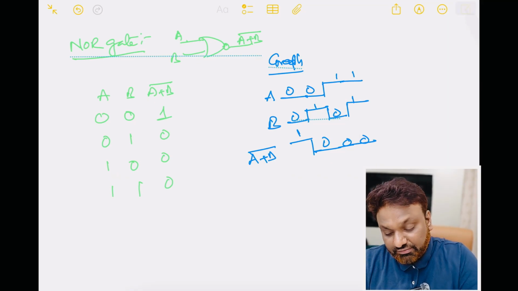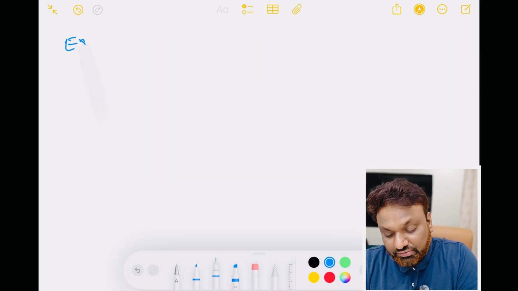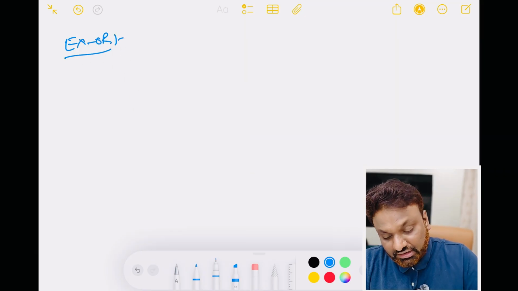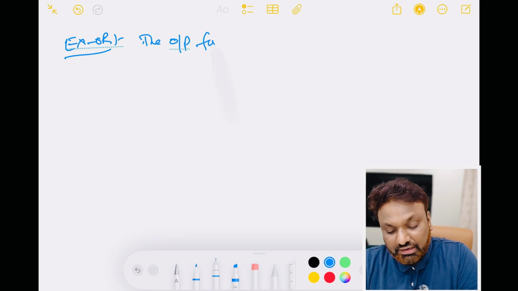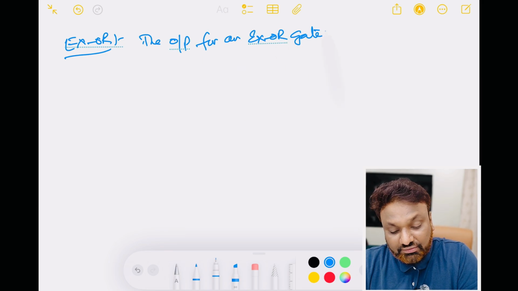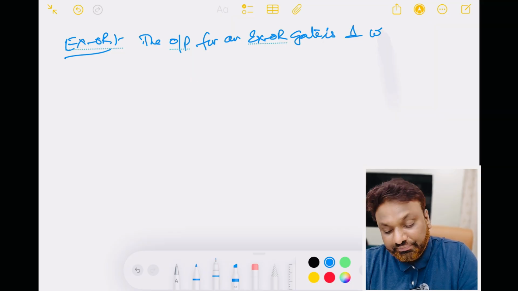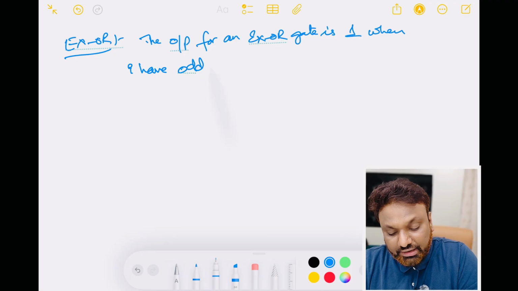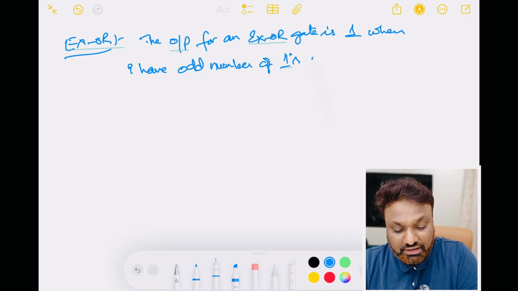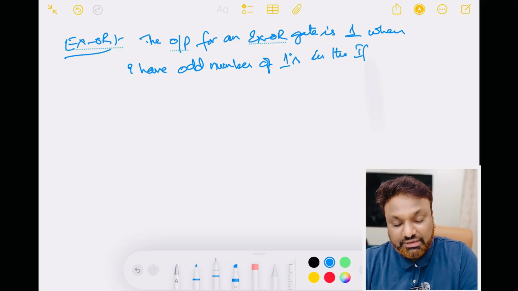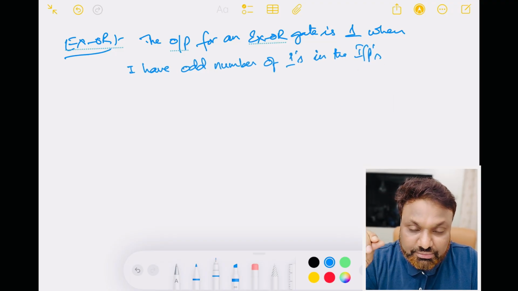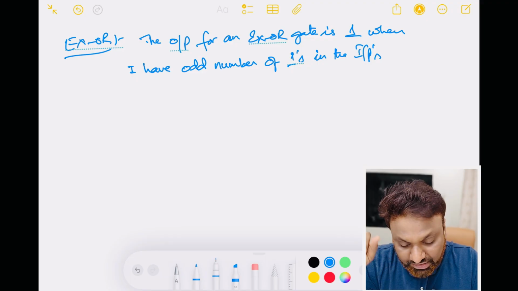Similarly, I can have the exclusive OR gate. So what is the exclusive OR gate? The output of an XOR gate is 1 when I have an odd number of ones in the inputs. That means if I have an odd number of ones in the input, then the output will be equal to 1. That is the logic of the XOR gate.